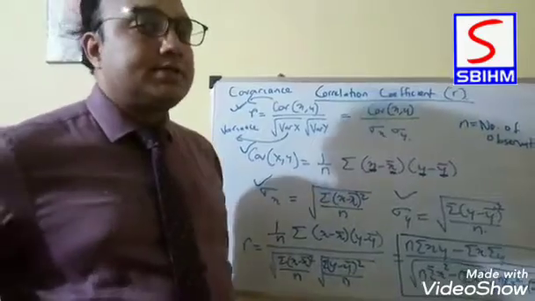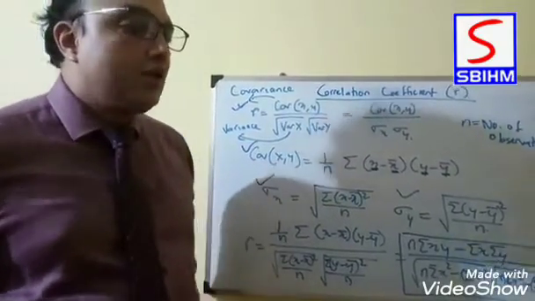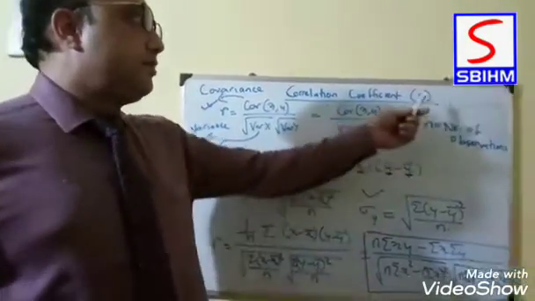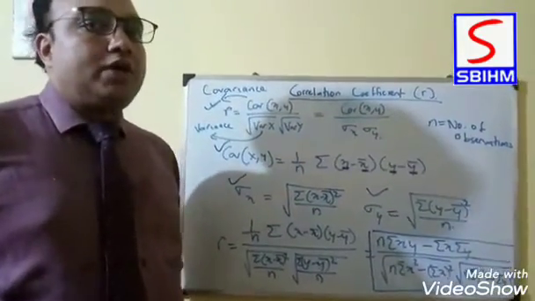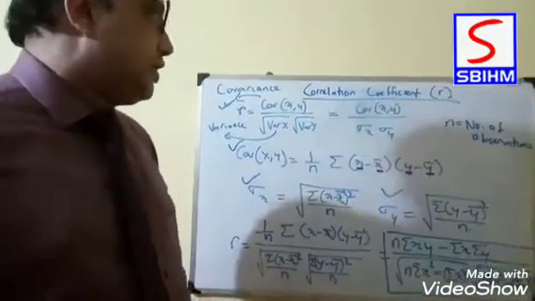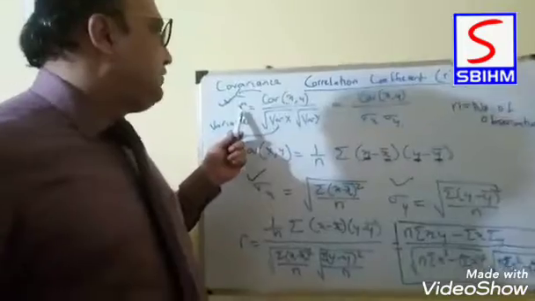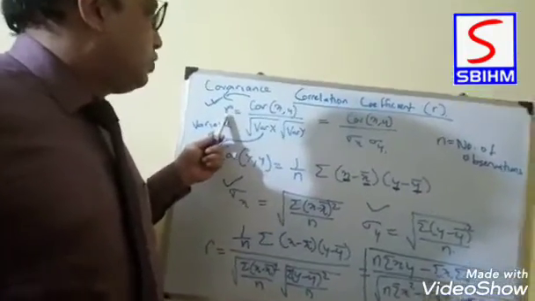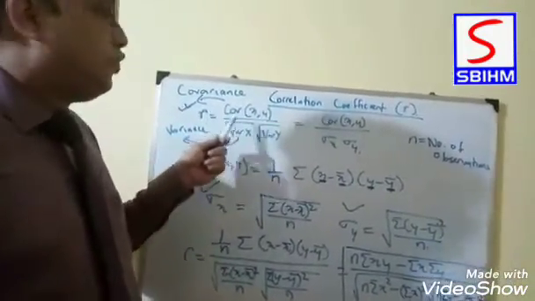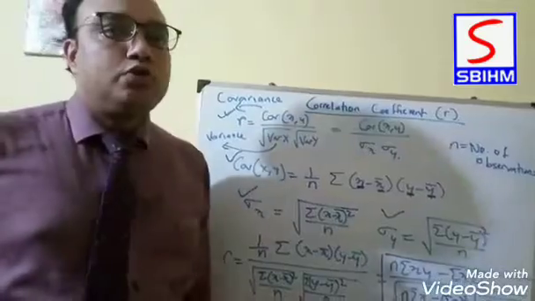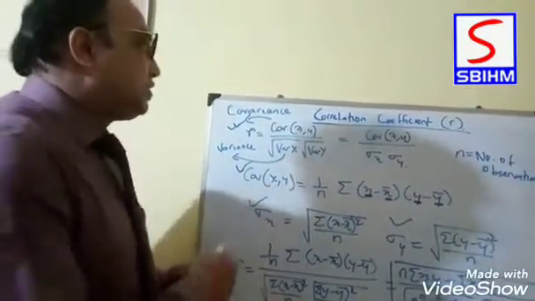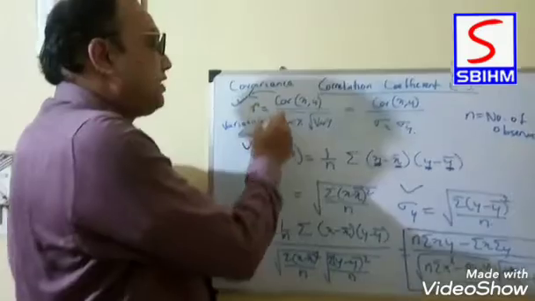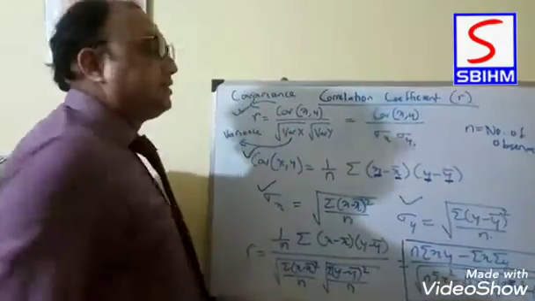Today we will be studying the correlation coefficient. Correlation coefficient is denoted by small r and it is a mathematical measure of correlation between two variables x and y. So how is correlation coefficient defined? Correlation coefficient r is defined as covariance of xy divided by root of variance of x into root of variance of y. So this COV stands for covariance and VAR stands for variance.